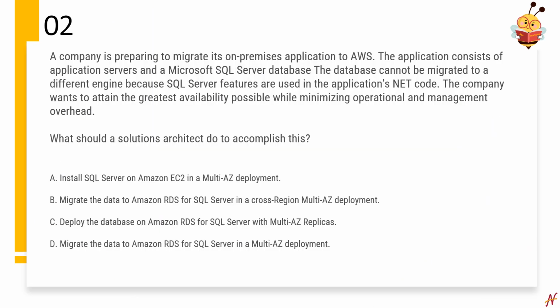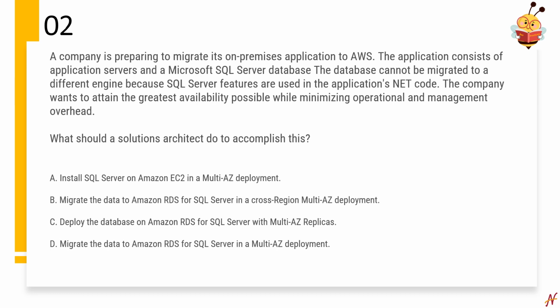It states: a company is preparing to migrate its on-premise application to AWS. The application consists of application servers and a Microsoft SQL Server database, and the database cannot be migrated to a different engine because SQL Server features are used in the application's .NET code. The company wants to attain the greatest availability possible while minimizing operational and management overhead. What should a solutions architect do to accomplish this?